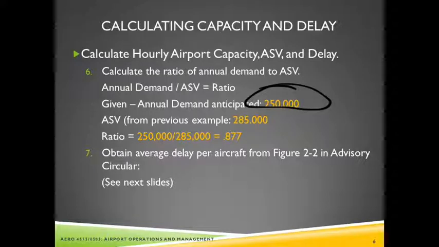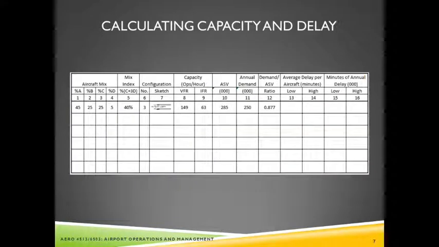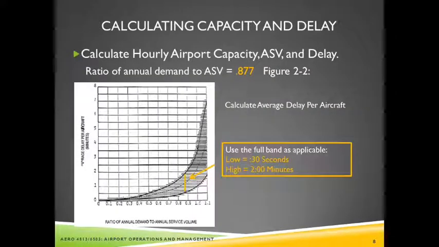Next, we need to calculate the ratio of demand to annual service volume. You do that by dividing the demand by the annual service volume and you get 0.877. Put the results into the chart like this. And we can conclude that our demand is close to but not exceeding capacity, about 88%. So we're operating at about 88% capacity in our scenario. Does this mean that there is no delay? To the contrary. Next, we plot average delay per aircraft using figure 2-2 from the advisory circular.